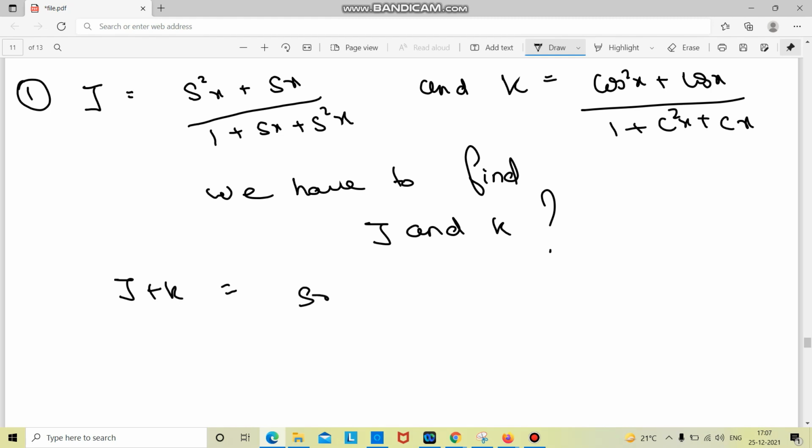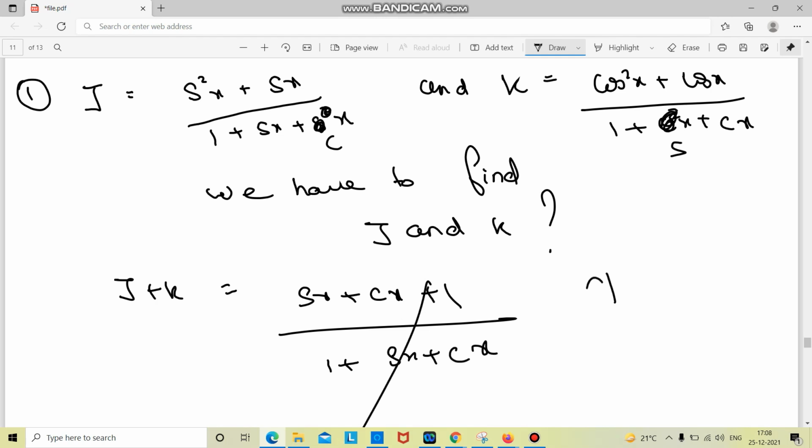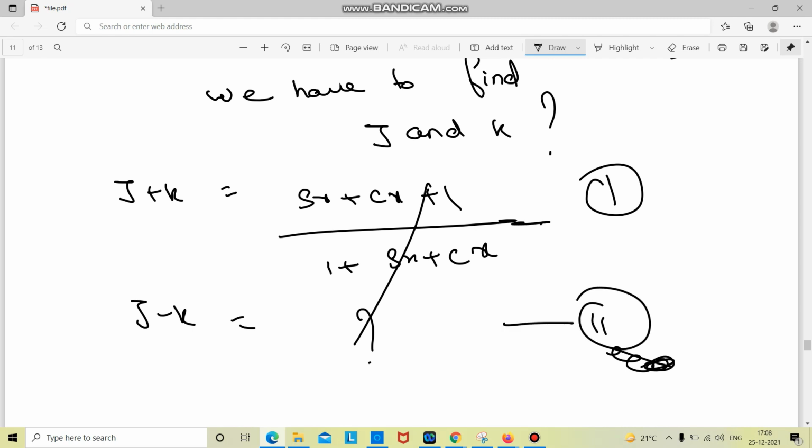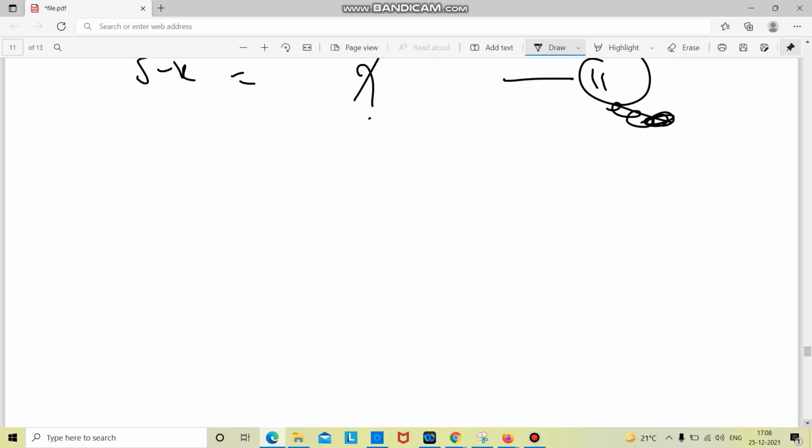This can be done very easily. Firstly, you will find J plus K, which is sin x plus cos x plus 1 by 1 plus... there is a correction in the question. This is the question. We get J plus K is equal to 1, and like that we will find J minus K. You can easily integrate and get it, and then you have two equations, two variables, and you will solve to get the answer. So we will move to the second question.